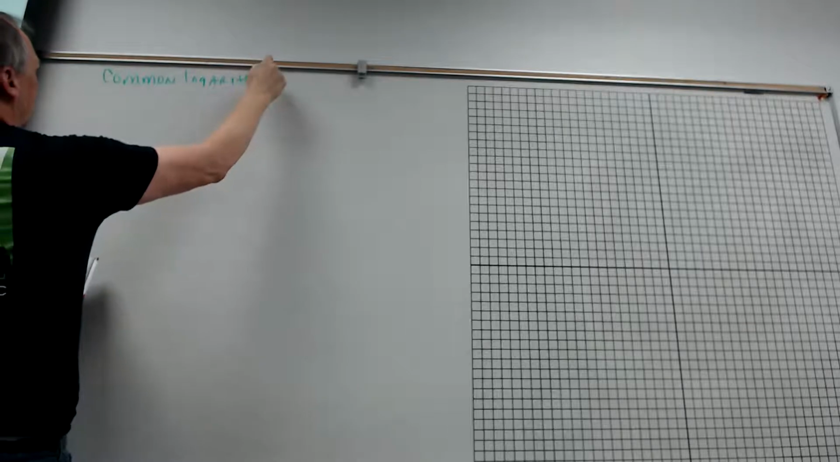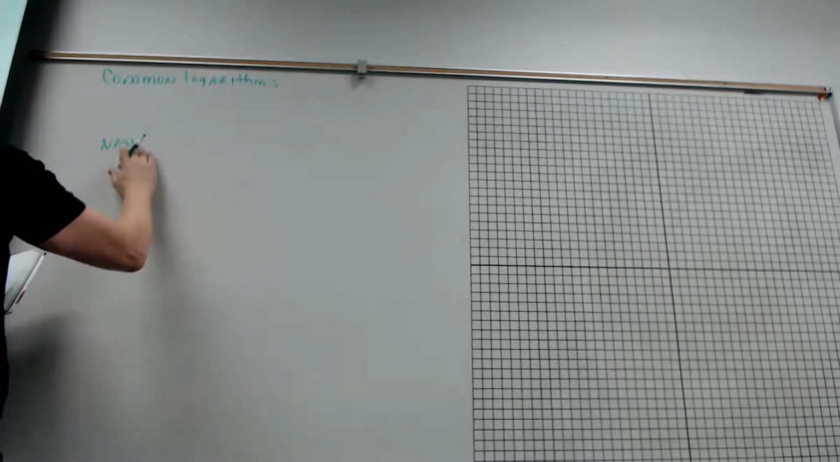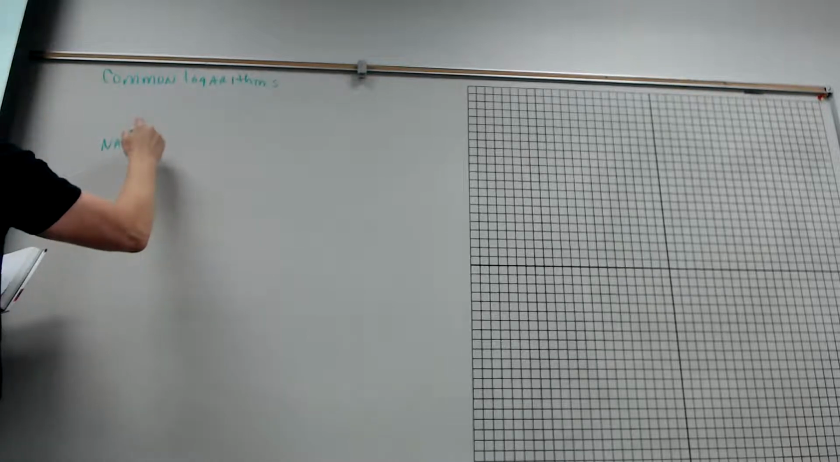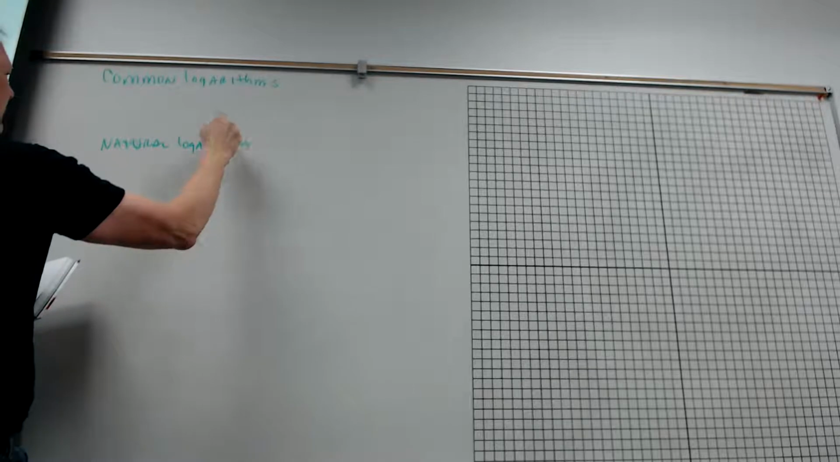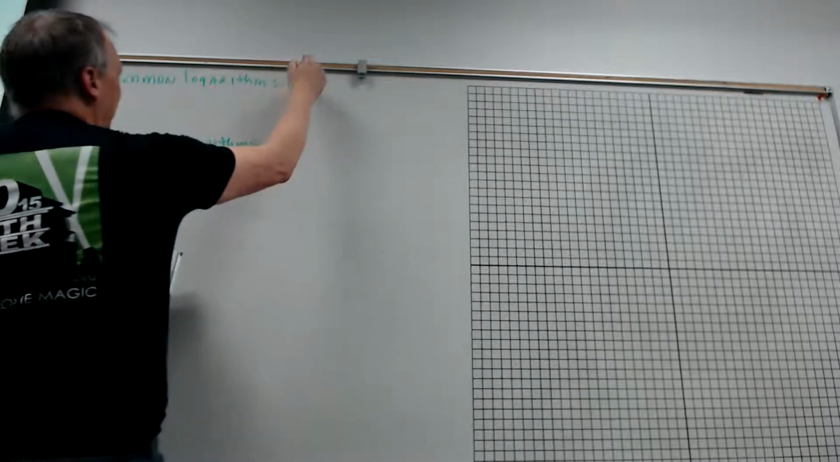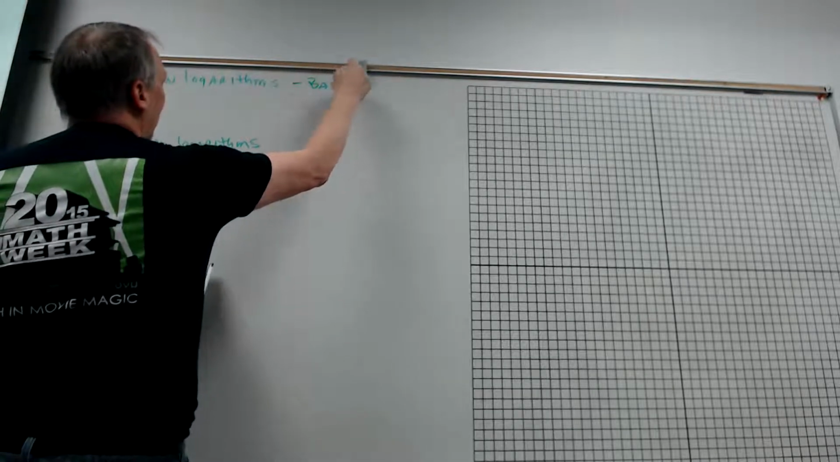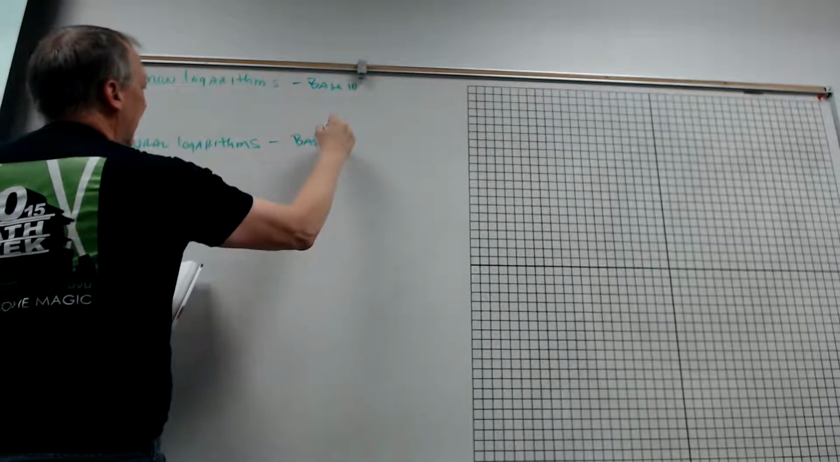logarithms, and we have natural logarithms. These are the two most common logarithms that you're going to use in real life. Common logarithms are base 10, and natural logarithms are base e.